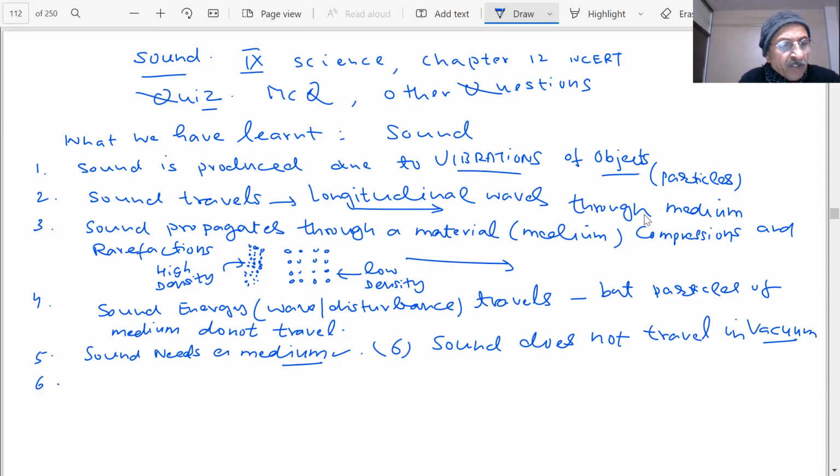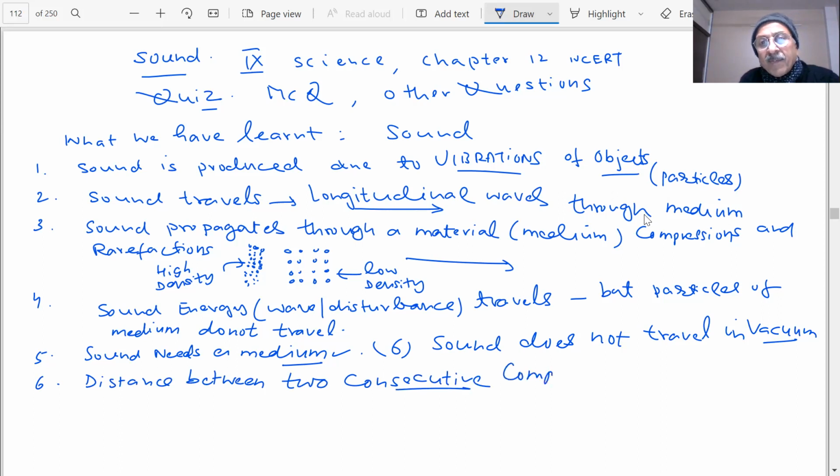The distance between two consecutive compressions or consecutive rarefactions, what is that known as? Wavelength. That is lambda, the wavelength, the length of one wave.